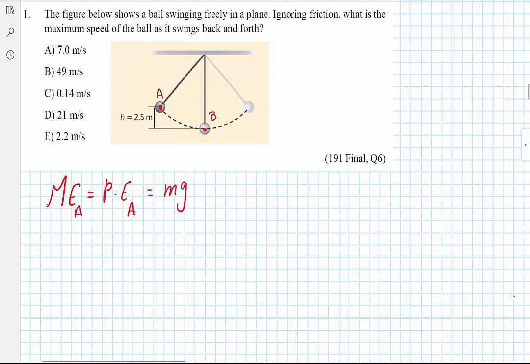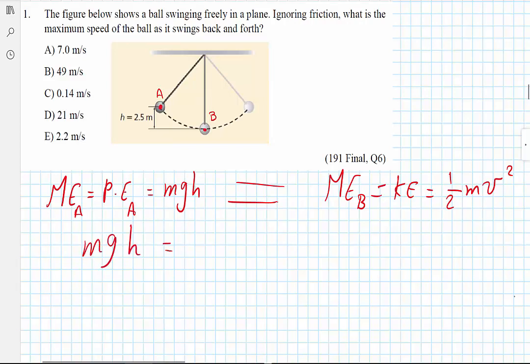So the mechanical energy at A is potential energy, which is mgh. The mechanical energy at B is only kinetic, which is half times m times v square. So if we assume no loss, there is no friction and there is no air resistance, I can equate the mechanical energy at A to the mechanical energy at B. So mg times h at A equals half mv square at B.